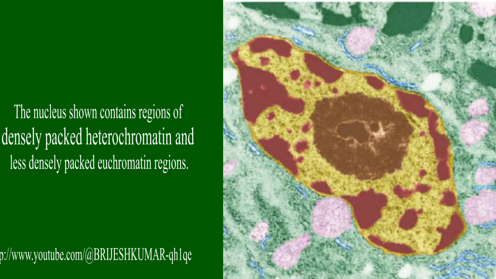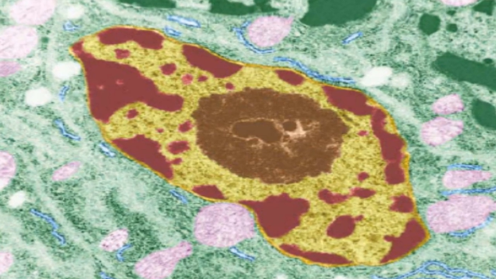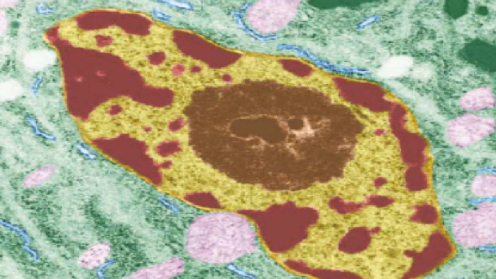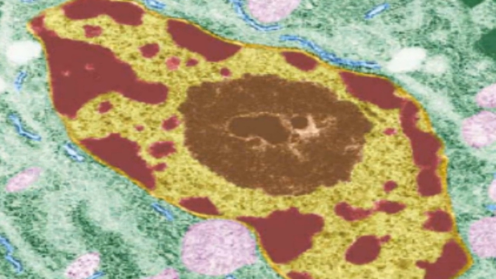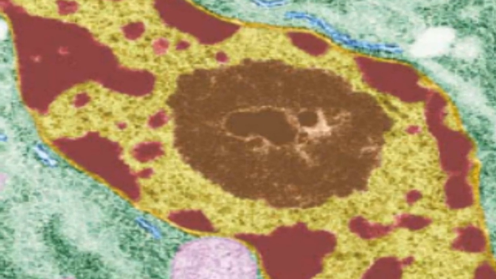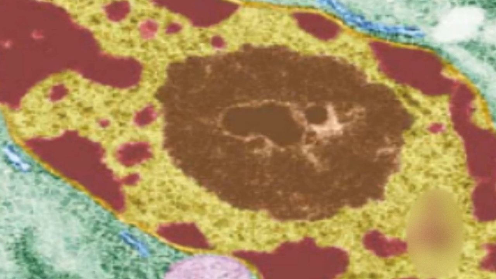Chromatin is not uniform in all parts of the nucleus. It exists in two forms, euchromatin and heterochromatin. Euchromatin is loosely packed, stains light, and is transcriptionally active. Genes can be accessed easily. Heterochromatin is densely packed, stains dark, and is transcriptionally inactive.